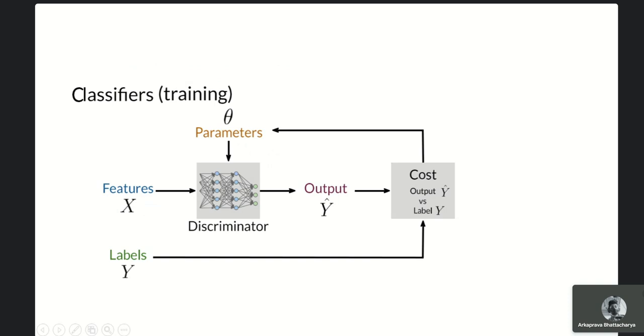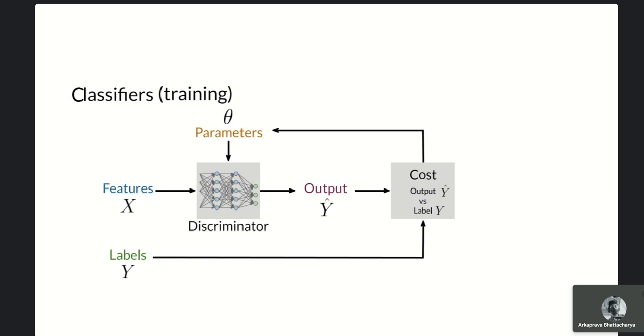So y hat, basically there's some problem with the writing pad. I'll leave it aside. So y hat basically is the prediction of the discriminator. And this cost function is what? This cost function is basically calculating the difference between the predicted output y hat and the class label y.